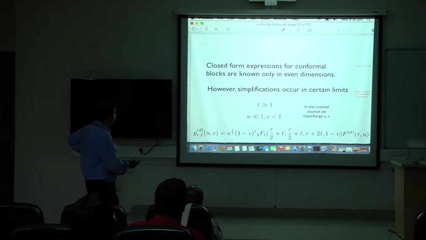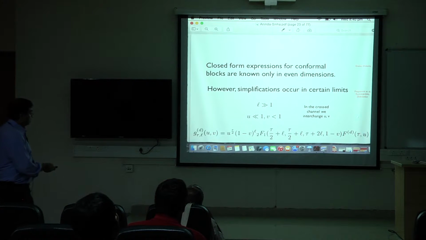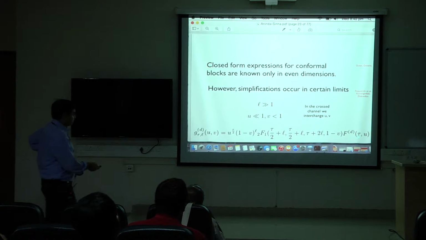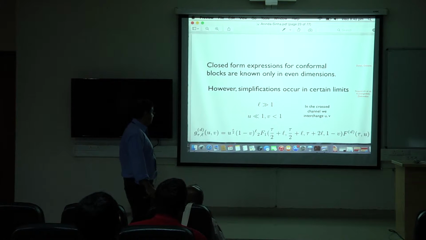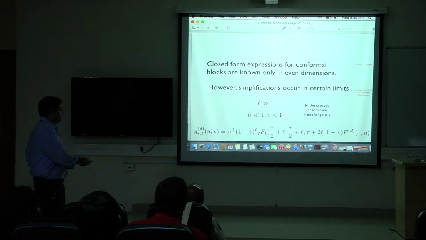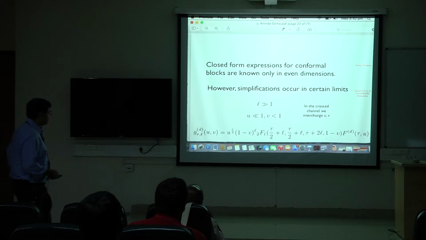In this original work by Fitzpatrick and company, and also by Komargodski and Zhiboedov, this piece was left undetermined because they weren't interested in subleading twist. But I'll be interested in subleading twist, so I'll have to tell you what this is.